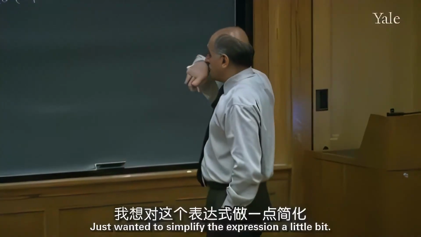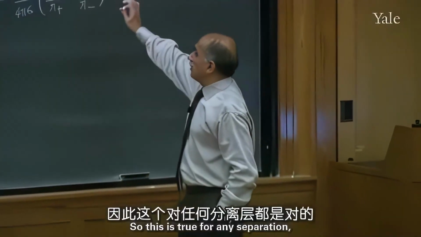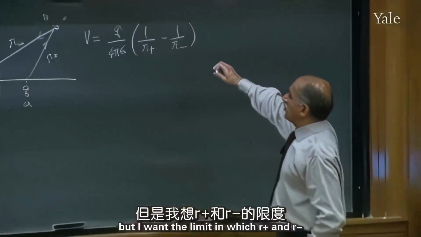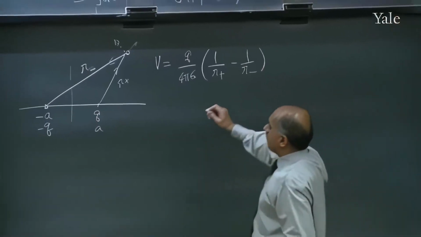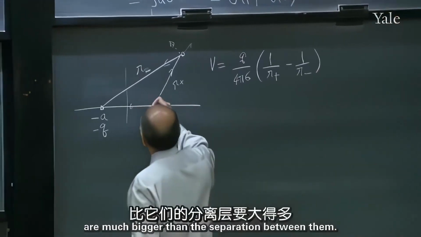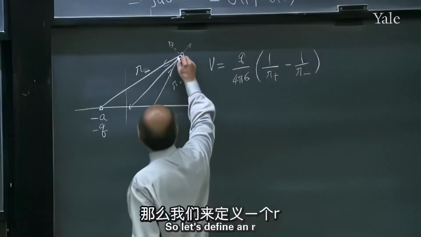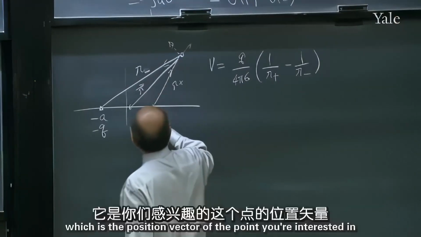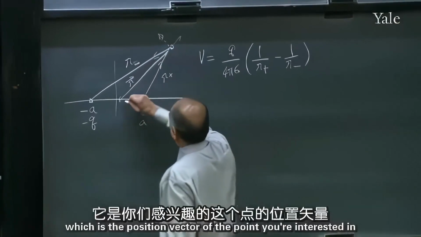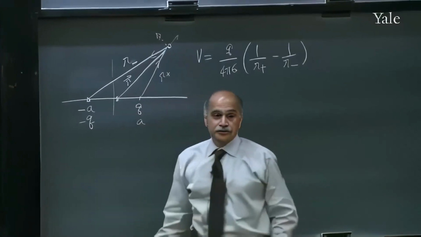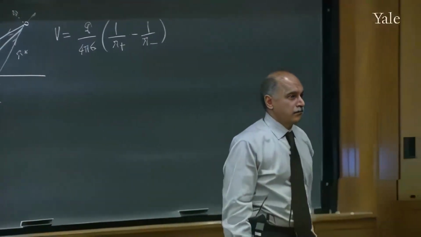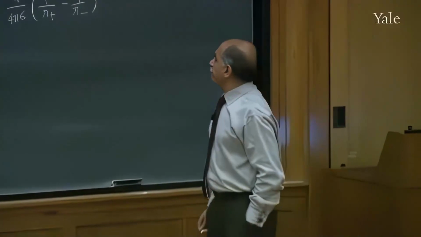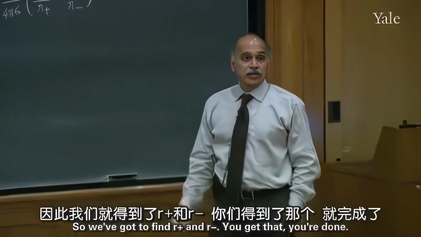Just want to simplify the expression a little bit. So this is true for any separation, but I want the limit in which R plus and R minus are much bigger than the separation between them. So let's define an R, which is the position vector of the point you're interested in from the center of the dipole. So we've got to find R plus and R minus. You get that? You're done.